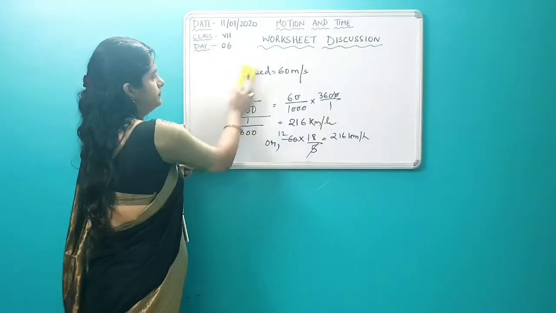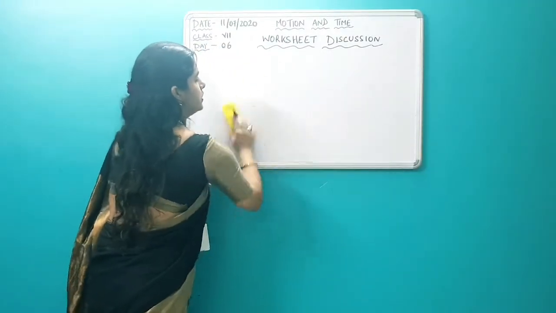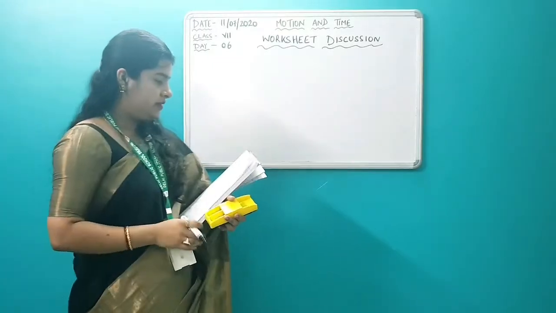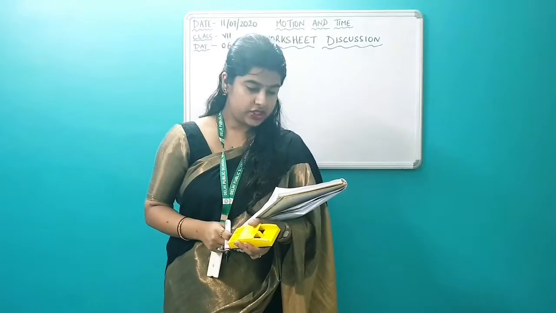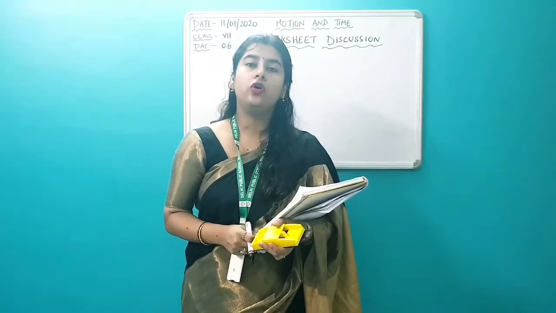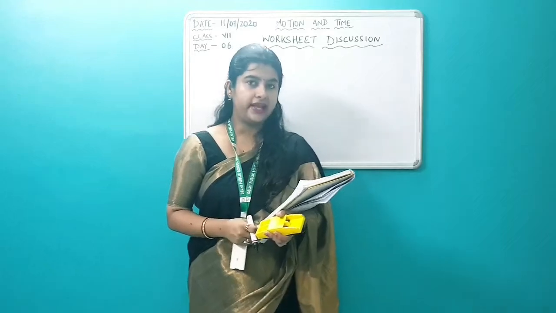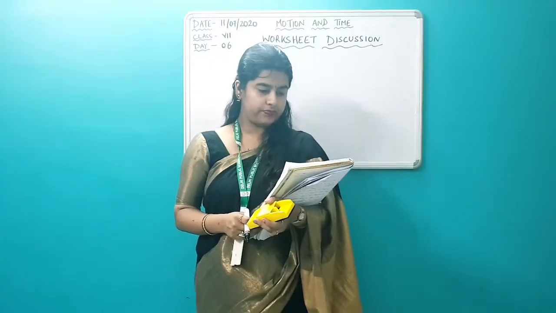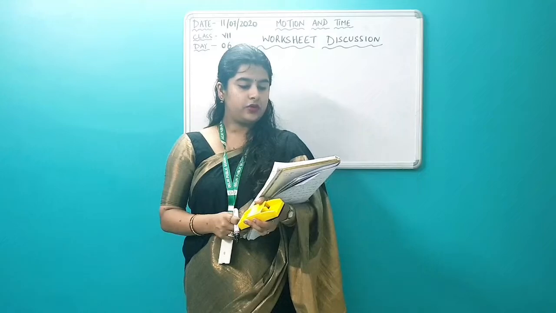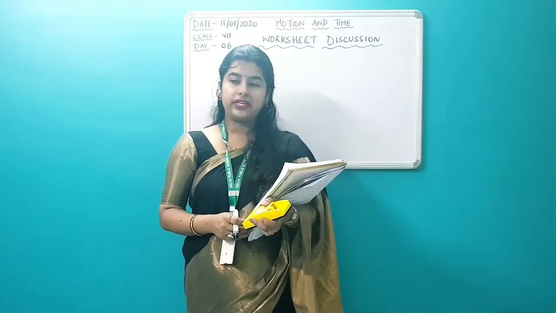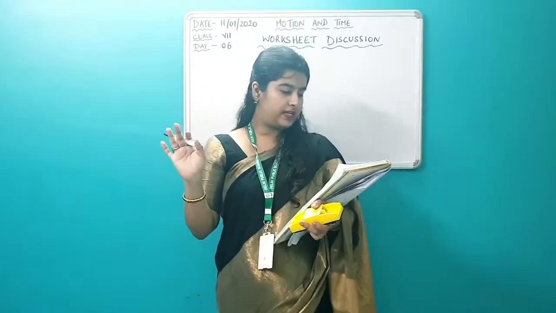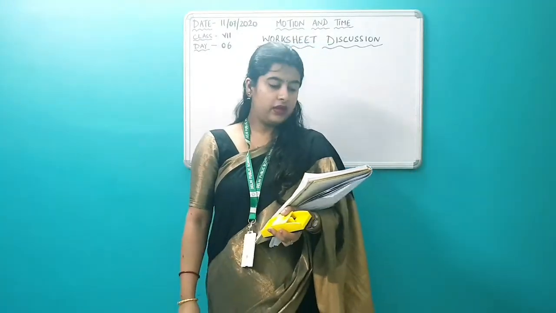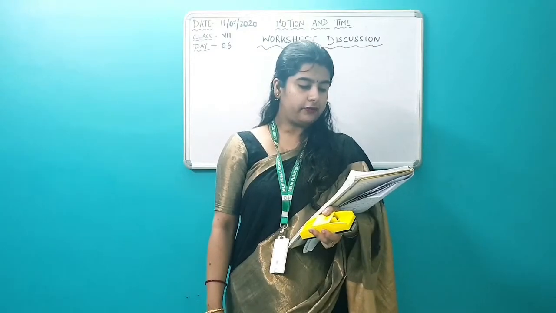Worksheet number 3. Moving on to worksheet number 3. If the speed of an object moving along a straight line keeps changing, its motion is said to be non-uniform motion. You are correct. It is non-uniform motion. Next, the distance time graph of a vehicle moving with a constant speed is a straight line. Constant speed, it is a straight line. Number 3. The slope of distance time graph of a moving object indicates the speed.